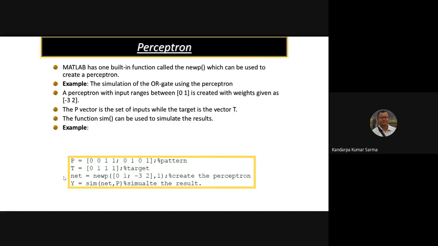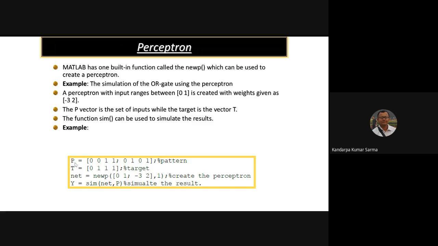So Matlab has one built-in function called newp that can be used to create a perceptron. Here we can simulate the digital OR gate by the use of a perceptron. So here we have shown how to generate a perceptron that will deal with ranges of values between 0 and 1, and it has weights of -3 and 2. So p will be the pattern vector, and t will be the target vector. The function sim is used to simulate the results.